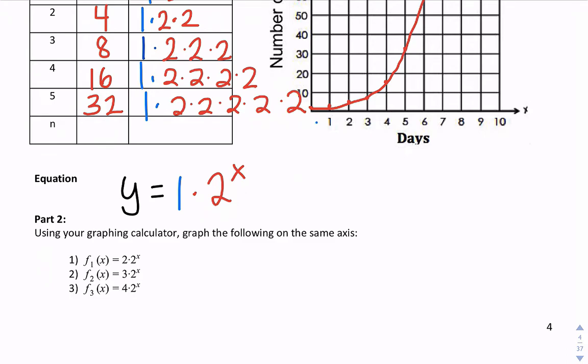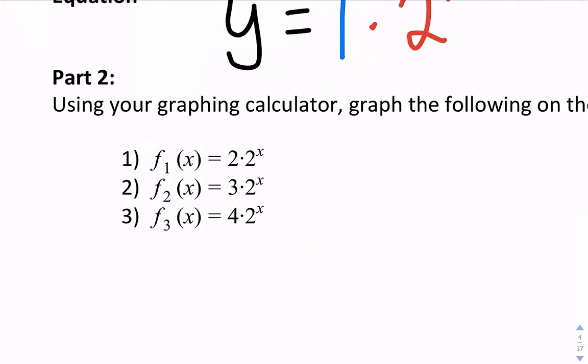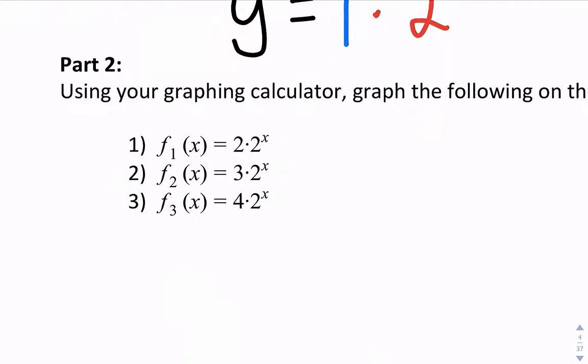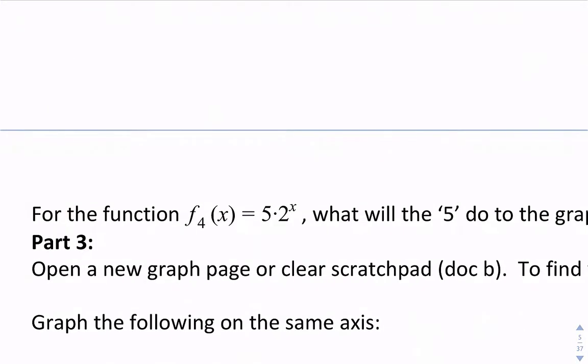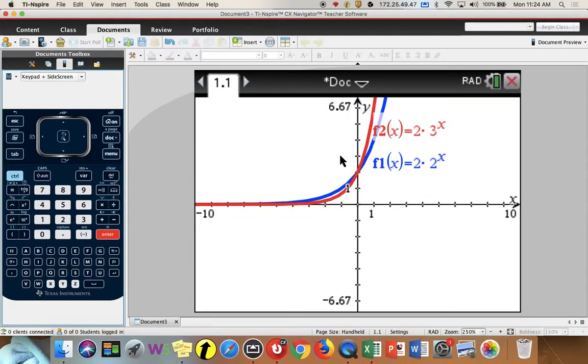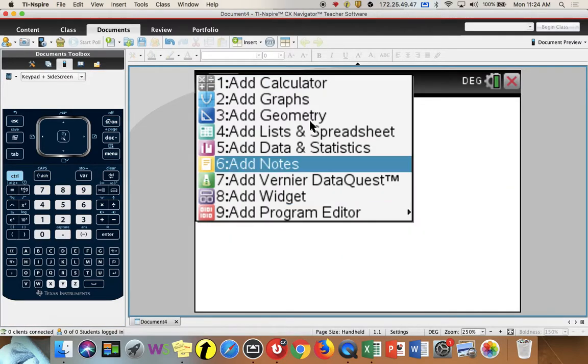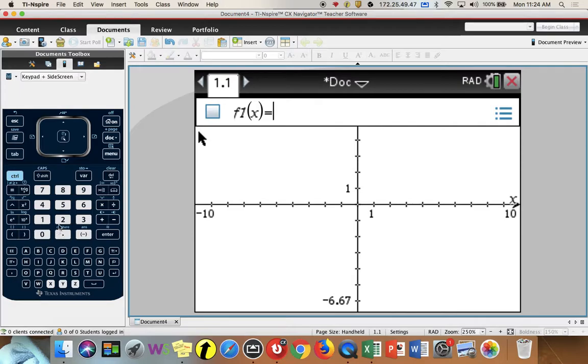So now let's take a look at the different parts of the equation and what they have to do with the equation itself. With the first one, I want you to graph on a graphing calculator 2 times 2 to the x, 3 times 2 to the x, 4 times 2 to the x, and then make a prediction. What do you think will happen when we have 5 times 2 to the x? All right, so I'm going to open a graph page. All right, so the first one's 2 times 2 to the x.